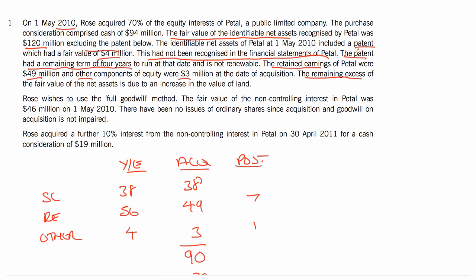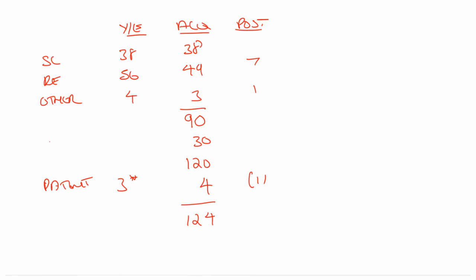And then it says the remaining excess of the fair value of the net assets is due to land. So the other 30 here is due to land. Land is good news because there's no depreciation, and I'd have to add on land 30 to S's land there. Super, okay, so that comes to 7, and now we can get on with the goodwill working.